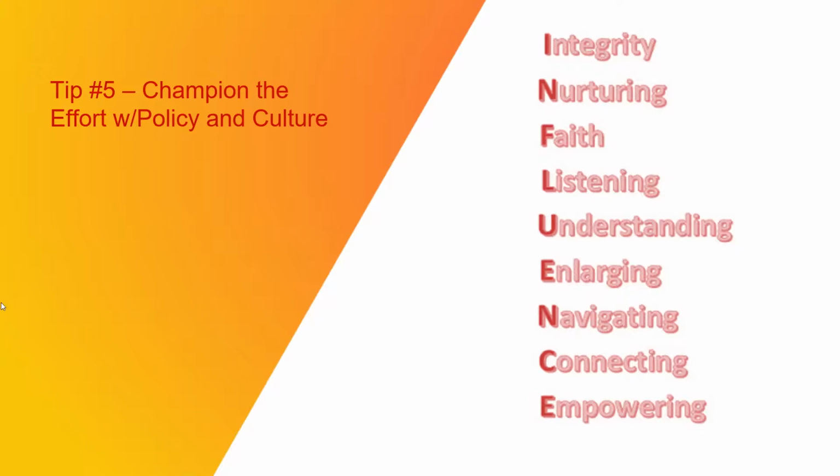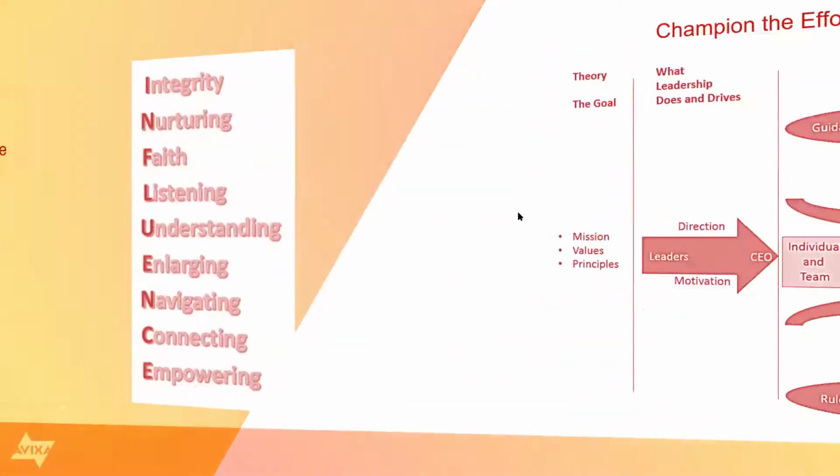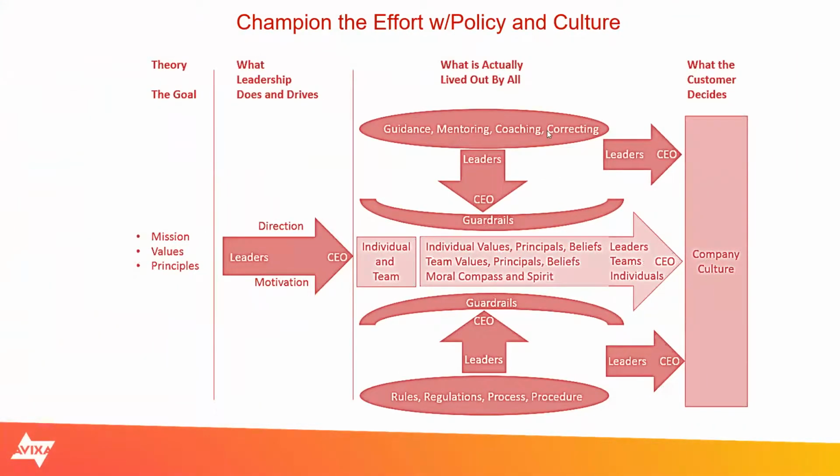But the other one that I use is TEAM, and that's trust, empower, accolades, and mentorship. Those kinds of things are what's going to help with the contribution towards a Lean Six Sigma deployment. This is a way to help with the culture: the guidance, mentoring, coaching. But understand that the individuals in the team, their values and principles, their beliefs, including their moral compass, also contribute to the culture of the entire organization.